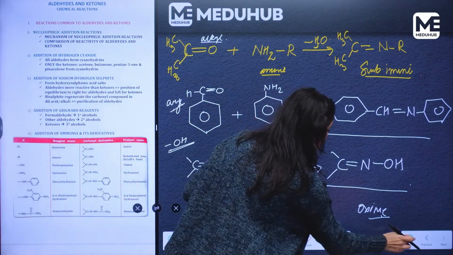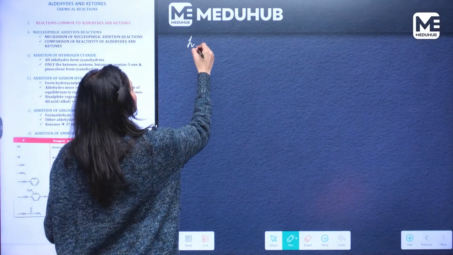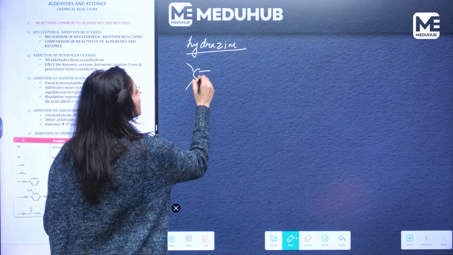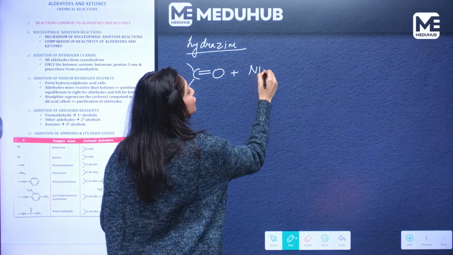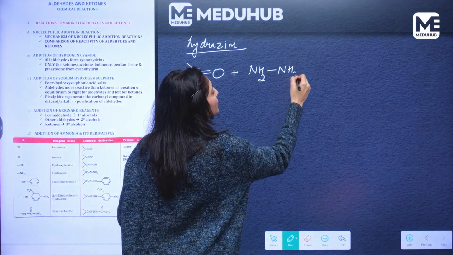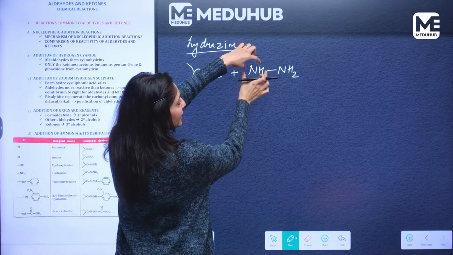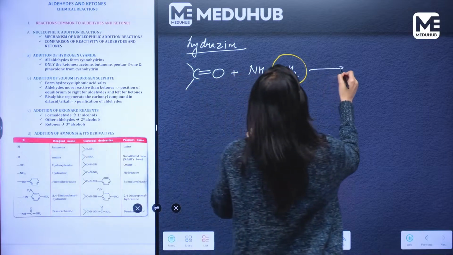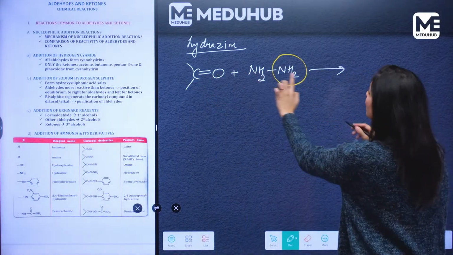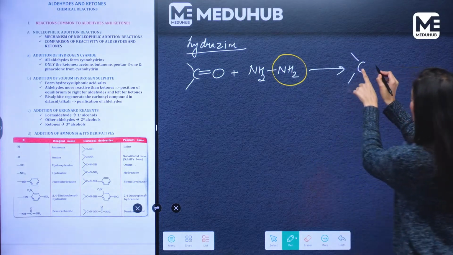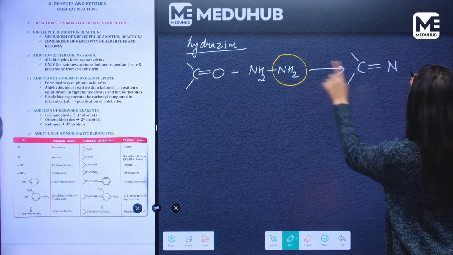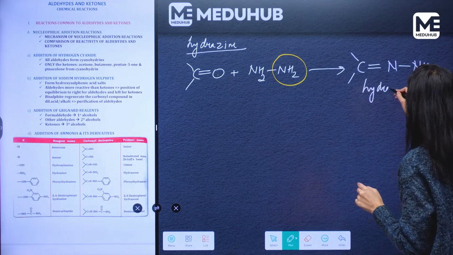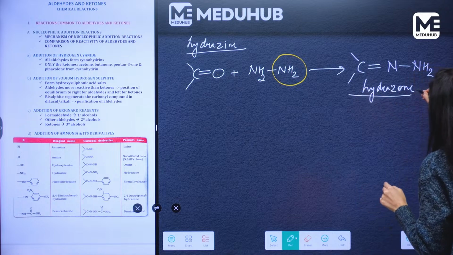If we have hydrazine, in the case of hydrazine, this is the carbonyl compound. NH2 is attached to NH2. This is hydrazine. Now NH2Z, this part is the Z part. What will happen now? Upon reaction, this oxygen and these two hydrogens will go and we will get this carbon doubly bonded to the nitrogen and NH2 here. This is called a hydrazone.